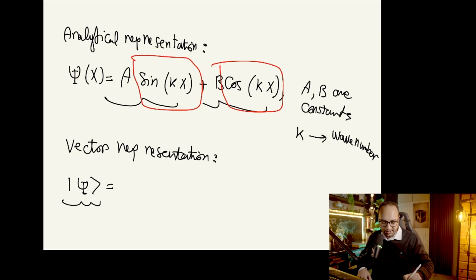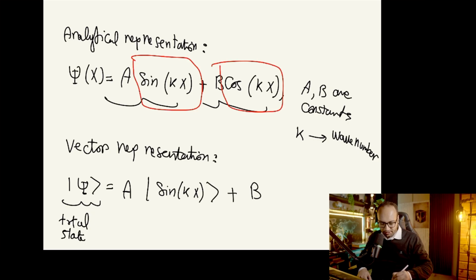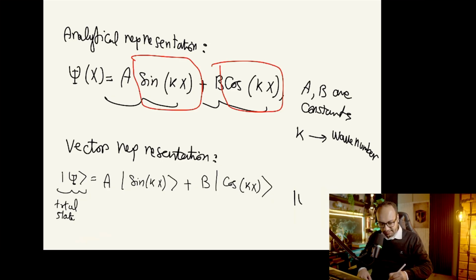So this is the vector representing the total state, and then we can have A, and then we have these fundamental dimensions of this space, which are sine kx, and then we have B on the other dimension, which is cosine kx. In this way, we can write the quantum state as a vector, which means that psi will equal two numbers, A and B. A is the coefficient on the first dimension, and B is the coefficient on the second dimension.